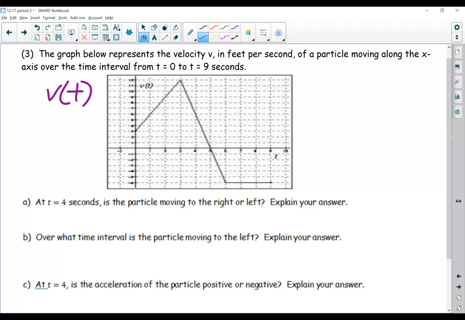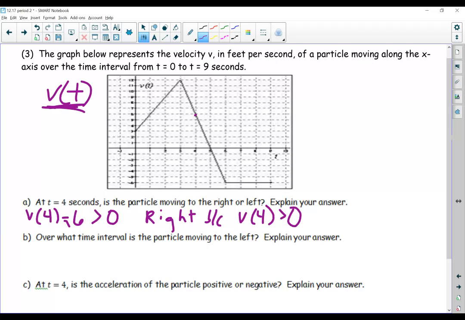Okay, welcome back from that pause that you definitely did. At t equals 4, is the particle moving to the right or to the left? If I look at 4, I'm thinking, I have velocity. What does that tell me? Well, if the particle is moving to the right, the velocity is positive; left, the velocity is negative. So at 4, I can see that v of 4 is like 6, which is greater than 0. So I'm going to say right, because v of 4 is greater than 0. That's all I've got to say.